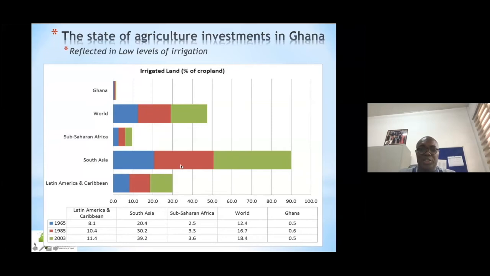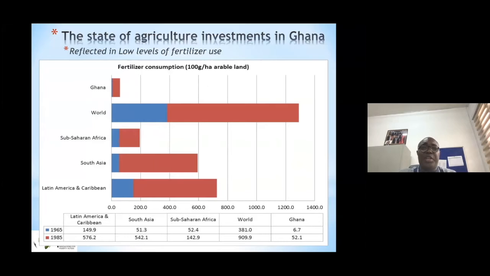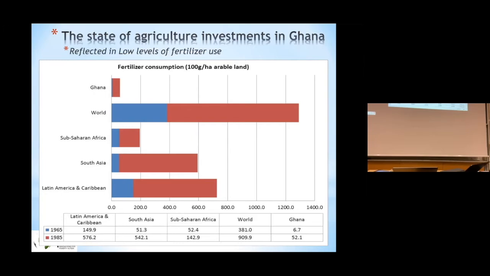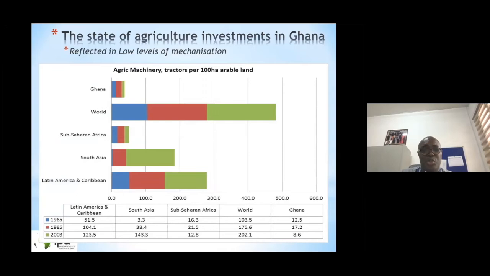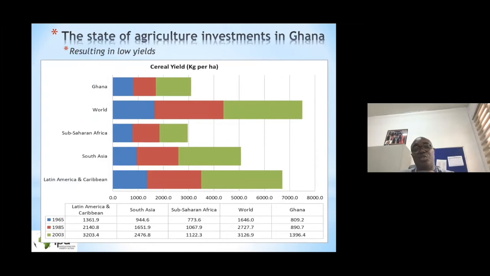If you take fertilizer consumption as well, similar story. The fertilizer use per acre of land or hectare of land is very low. For the sub-Saharan Africa sub-region, Ghana is very low compared to other places in the sub-region. You take agric machinery, same story. And the low investments translate to low yields, unsurprisingly.